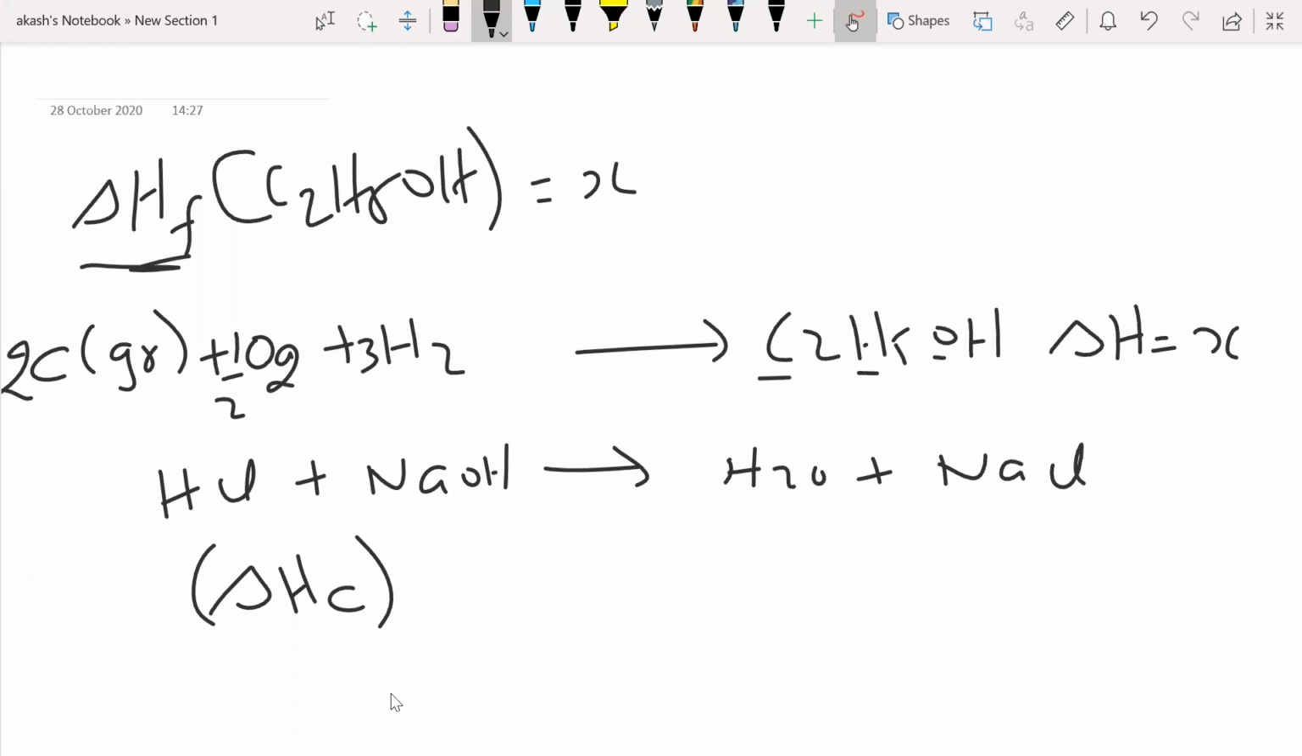Okay. So it is the enthalpy change occurring when 1 mole of a compound reacts with required amount of oxygen to form products. Yeah, as simple as that, right?